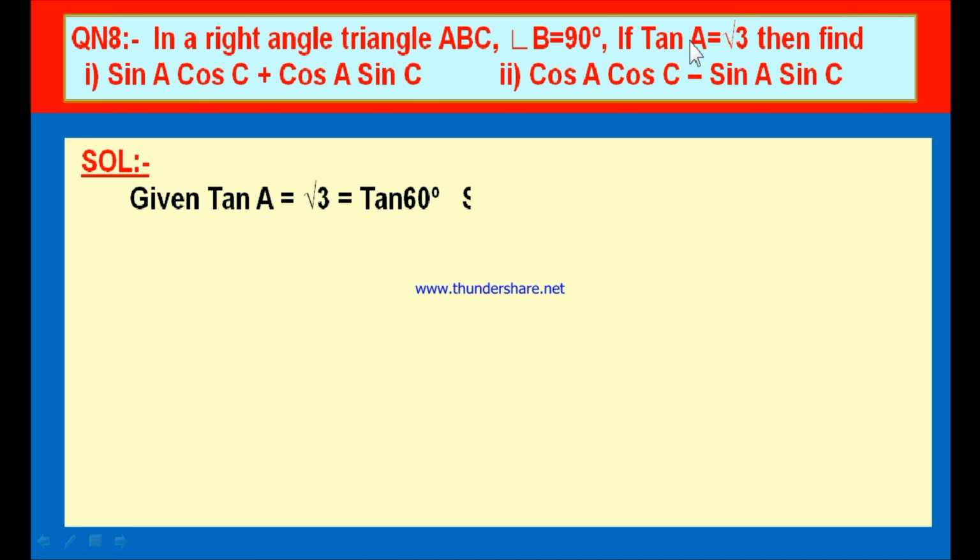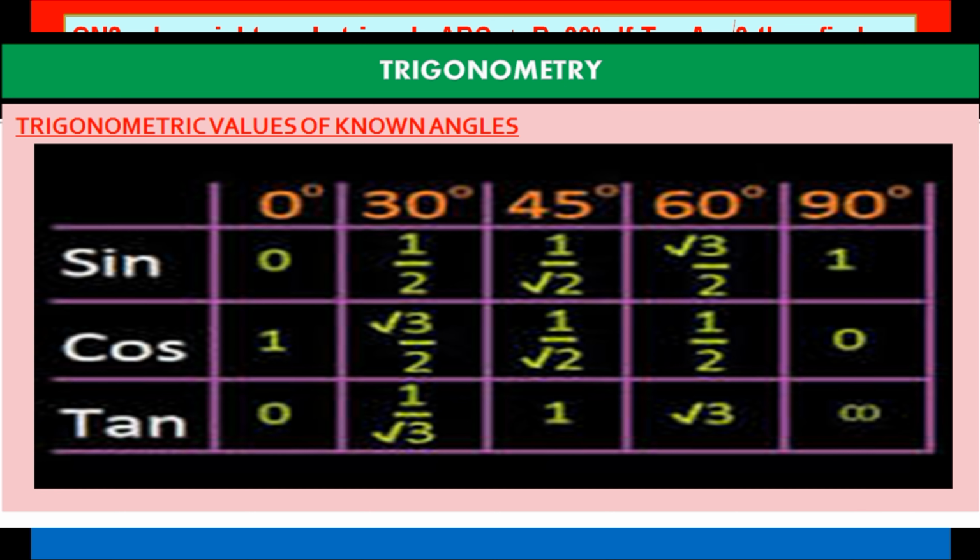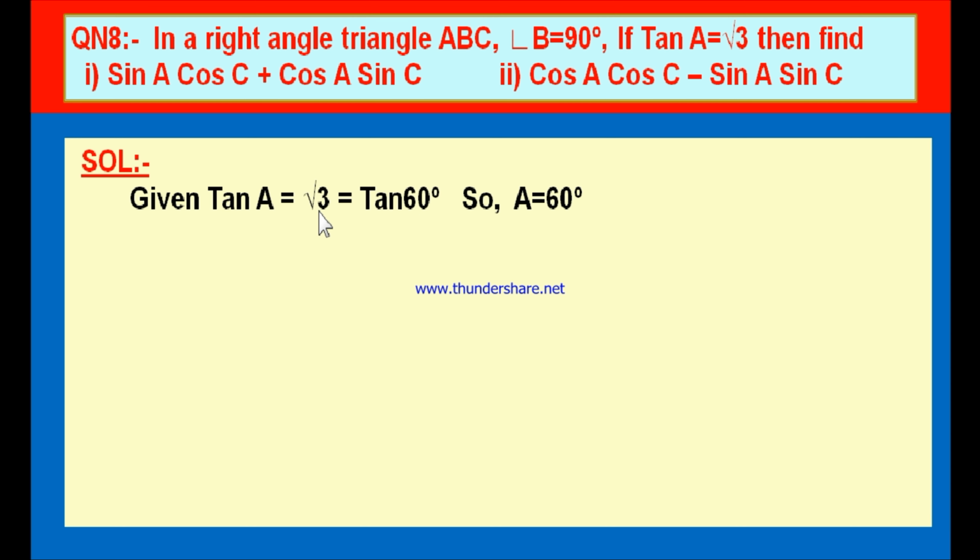Given tan A is equal to root 3, you observe the trigonometrical ratio table for particular values. We know that this root 3 in tan ratio is equal to tan 60 degrees. I shall show the table once, you just observe. Isn't it? Good. In tan ratio at 60 degrees, we got root 3. Therefore, tan 60 is equal to root 3. Tan A is equal to root 3. This is equal to tan 60. That is, tan A is equal to tan 60. So, A is equal to how much? A is equal to 60 degrees.